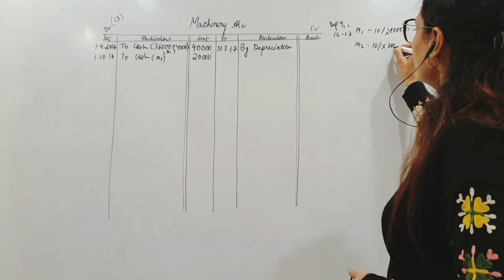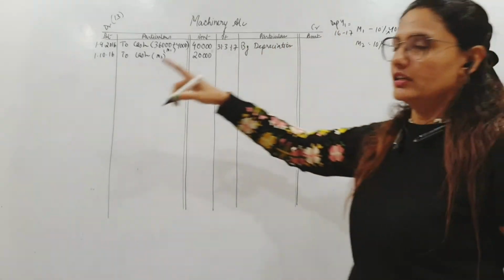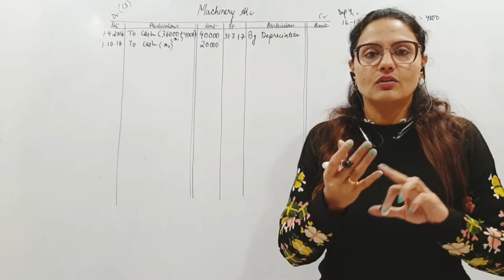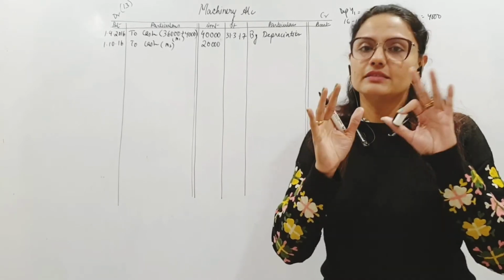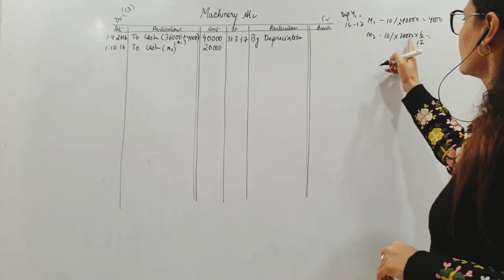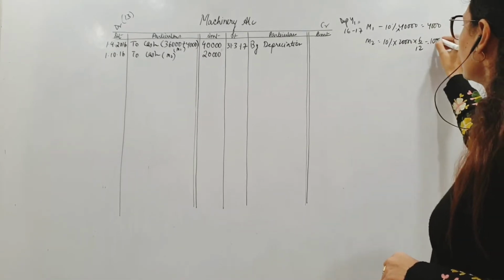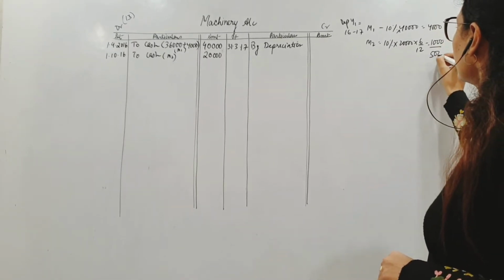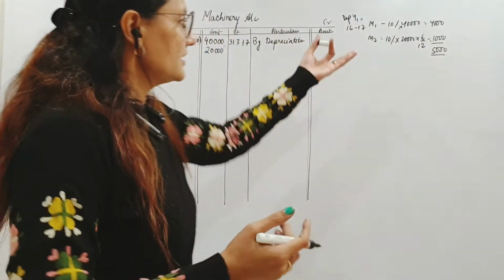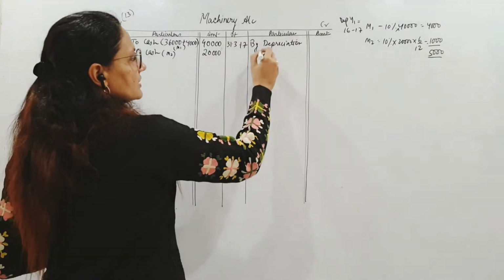10% of 20,000, but not for the full year. 1st October we are purchasing, so October से March. October, November, December, Jan, Feb, March. 6 months. We charge depreciation for 6 months. So 2,000 नहीं होगा, वो 1,000 हो जाएगा. So total depreciation कितना हो गया? 5,000, right? So this you can show it here, you can show it outside, no issues.